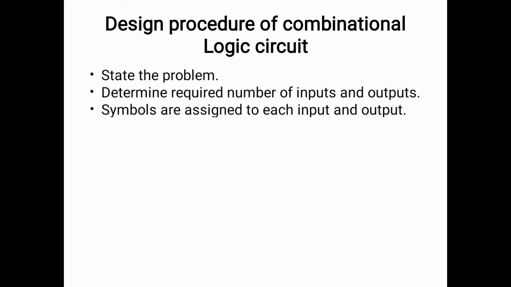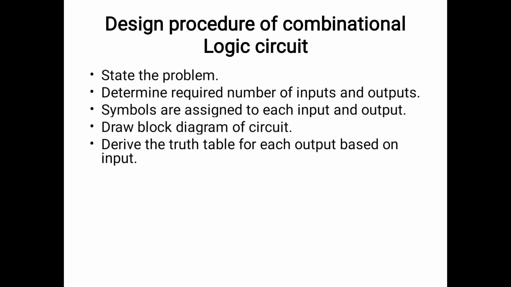Then, based on these inputs and outputs, we name each input by a symbol, generally a capital alphabet, and name the output also. After that, we draw the block diagram as shown in the previous slide, that the circuit has n inputs and m outputs. Once we design the block diagram, which shows the number of inputs and the required outputs, we derive the truth table for each possible input.